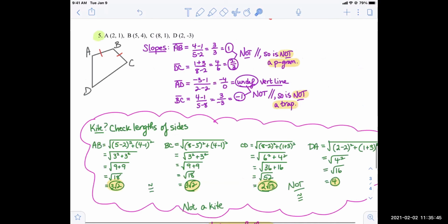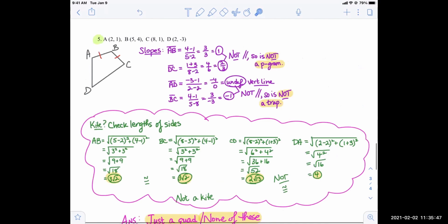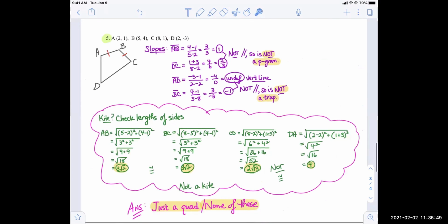Okay, the last one, it's not a parallelogram or trapezoid, but it's also not a kite. So AB and BC are congruent. The other 2 are not. Okay, so that's just a generic quadrilateral.